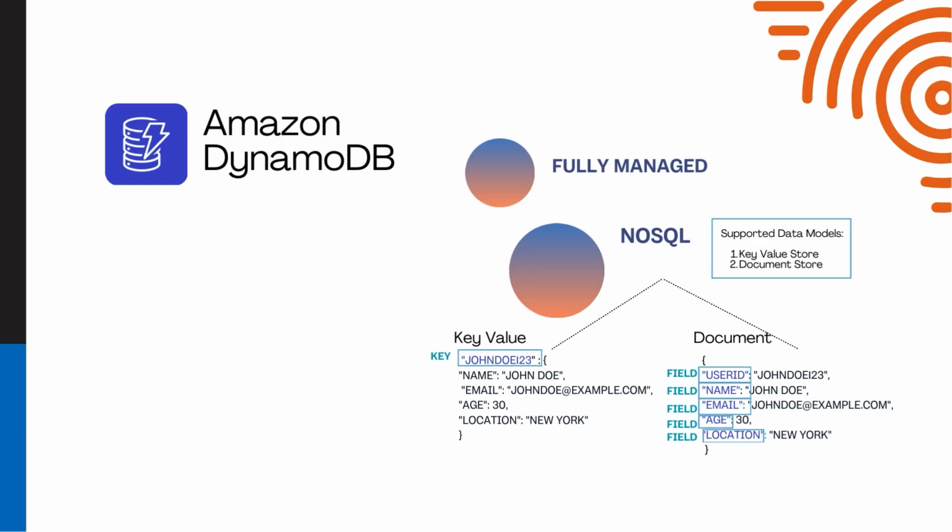John Doe's data is a part of a document where each piece of information, user ID, name, email, age, location, is a field. This means you can query the data using any of these fields, not just by the user ID. It's like having a card catalog in a library where you can search for books by title, author, subject, giving you far more power and flexibility in how you access the information. In a sense, the document store is like an advanced version of a key-value store.